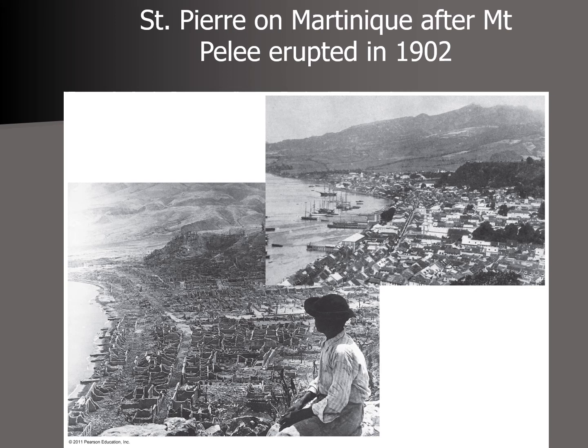So Mount Pelée is another famous eruption that you may or may not have heard of, and this happened back in 1902. This was a town called St. Pierre on the island of Martinique. This is in the Caribbean. The Caribbean is a dangerous place to live, by the way.